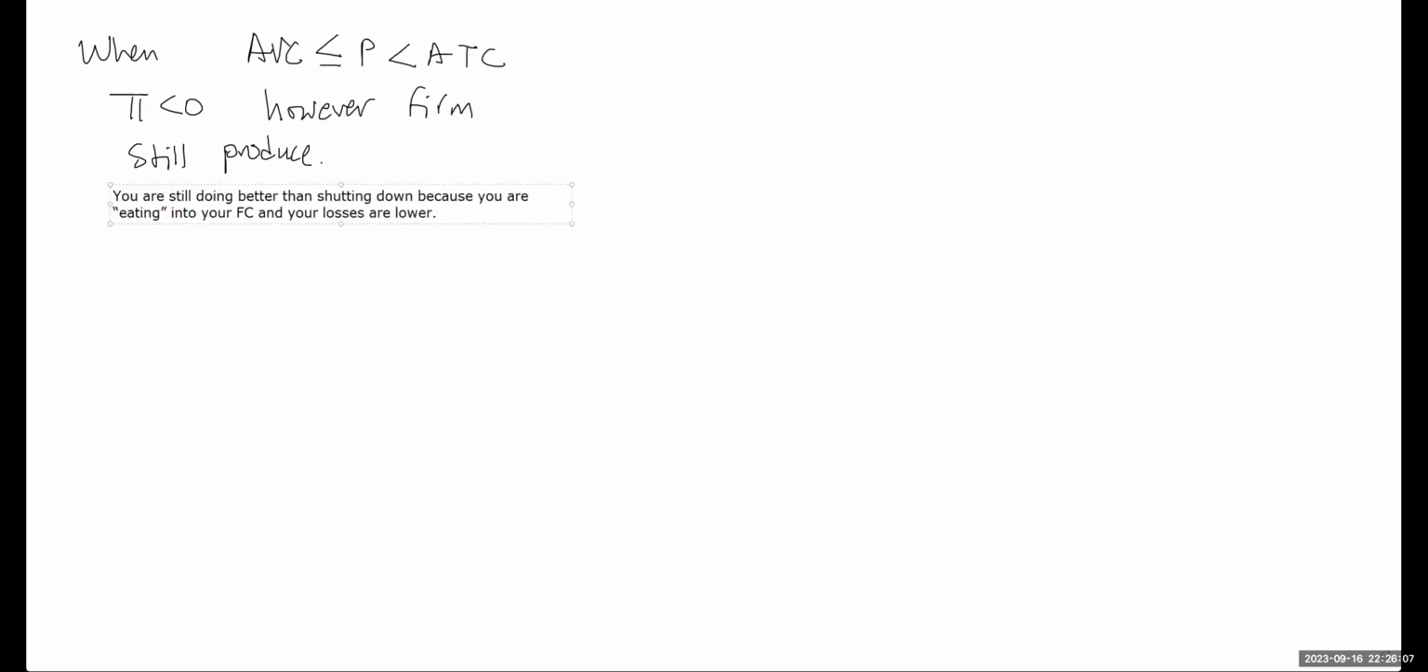When the average variable cost is less than or equal to price, which is less than average total cost, the profit is actually less than 0. The company is losing money. However, the firm will still produce. Why? Because you are still doing better than shutting down. You're eating into some of your fixed costs and your losses are lower.